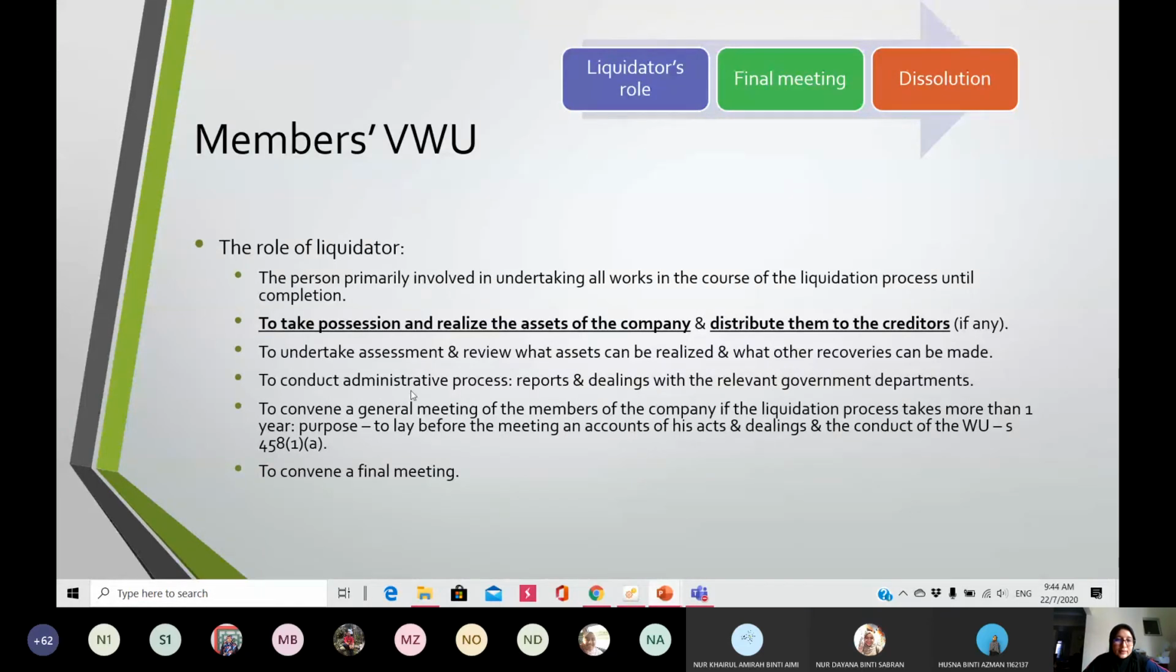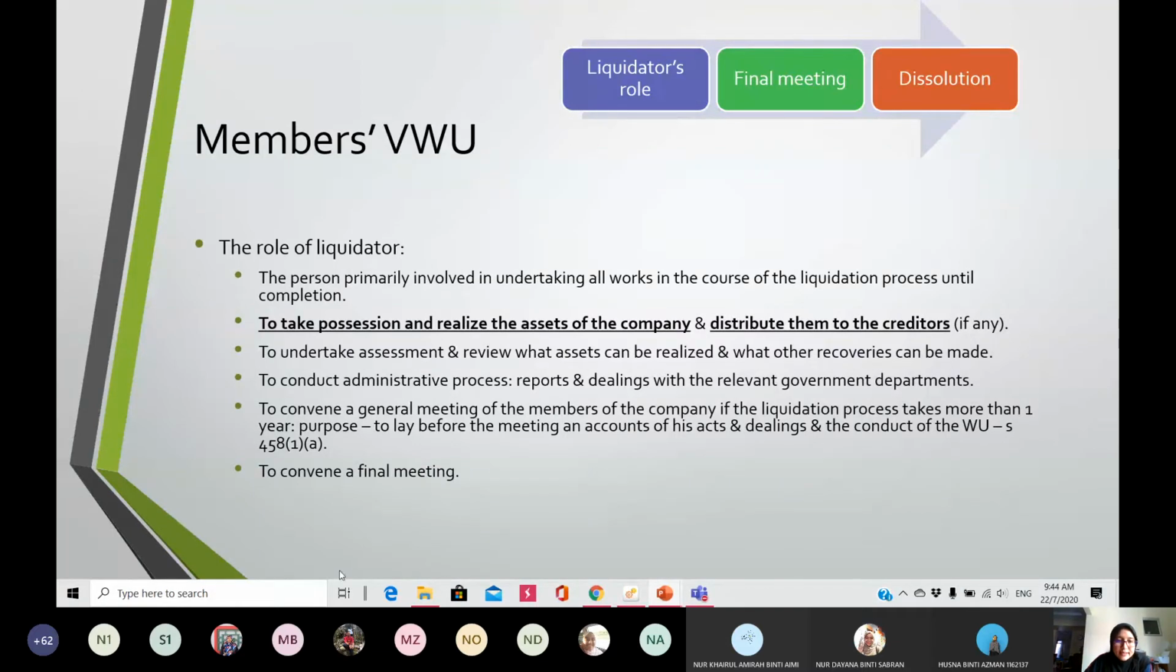Okay, then to conduct the administrative process, reports and dealing with the relevant government departments. This is usual. For administration, one has to file reports, file forms with the ROC and with the other government departments which are related to the management of the company.